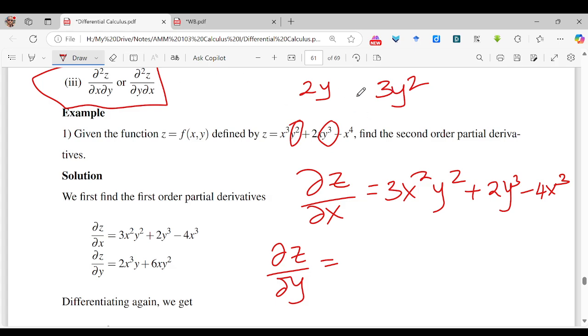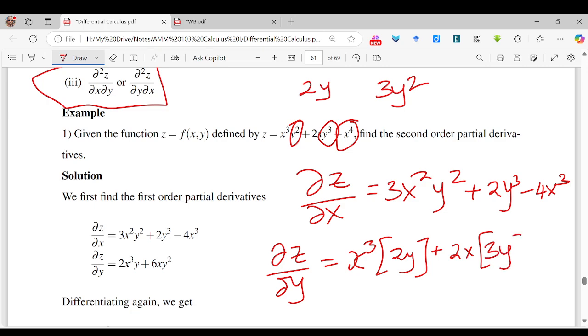The last term, because it does not contain y and x is assumed to be a constant, then the derivative is 0. So in this case, we get x cubed in the first term times 2y. In the second term, we get 2x times 3y squared, which will give us this.